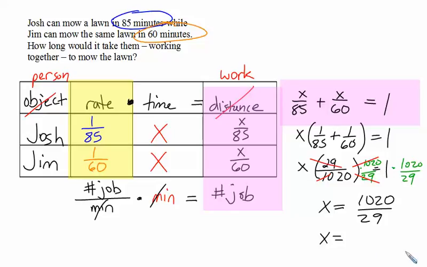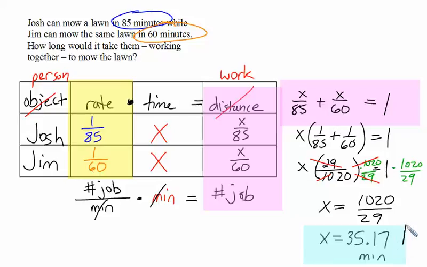Decimals, please, because we want to actually be able to interpret this answer. When we divide, we get 35.17. Please put a label on it. That's the time in minutes, so our answer would be 35.17 minutes for the final answer. Oops, let's highlight that in a different color. Make it clear what your final answer is.